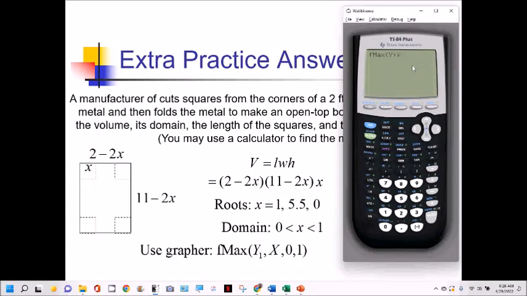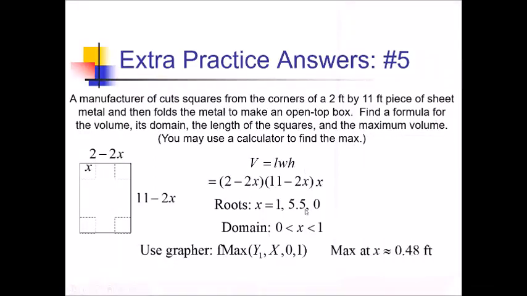Press a comma, and then I always press x next because I'm looking for the x that maximizes things, and then 0 and a comma 1 because those are my domain numbers. Pressing enter, we end up with 0.48 if we round up, and that's going to be in feet. So that's the length of the squares that maximizes the volume.